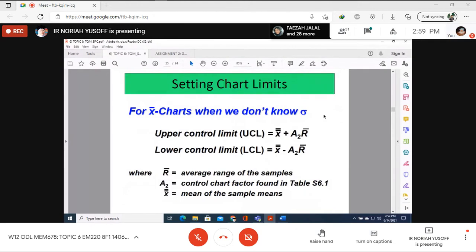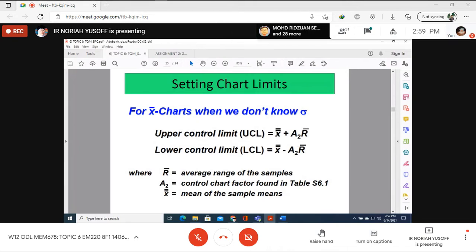So in this example, let's say the standard deviation is not given. Then for this case, you can use another approach. So in the event that the standard deviation is not given, you can use another formula to calculate the upper control limit and lower control limit. So it is given by these two formulas.